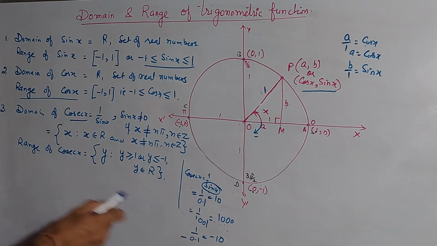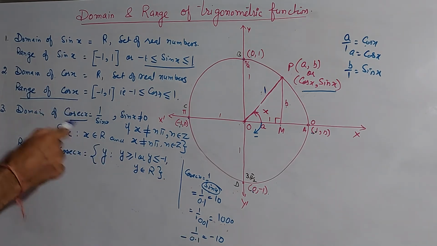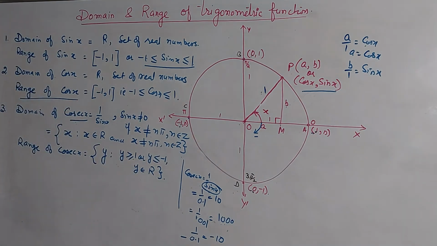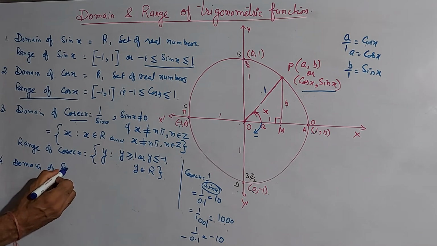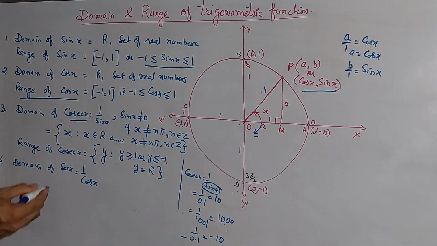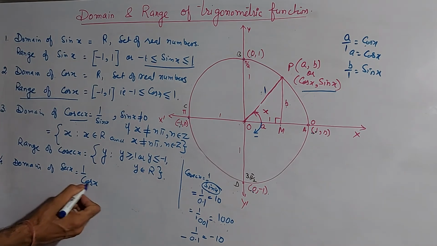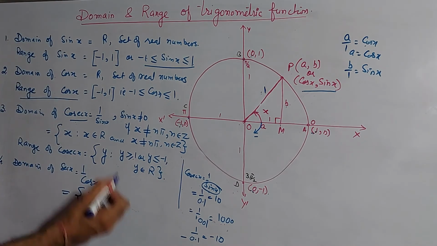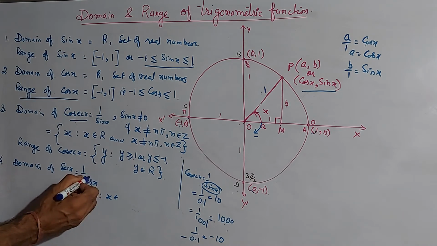Then the value of the images will be greater than or equal to 1 or less than or equal to minus 1. This is the range of cosecant x. Now see the fourth trigonometric ratio, the domain of secant x, which is 1 upon cos x. Now see, we can put in any real number value of x.